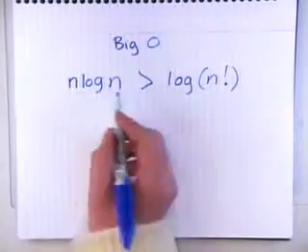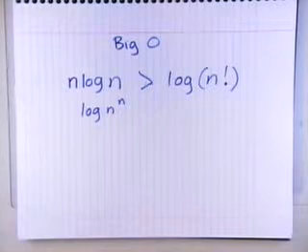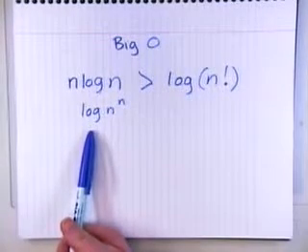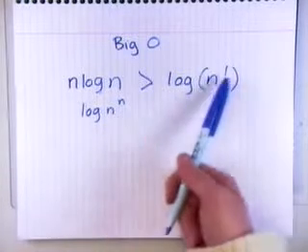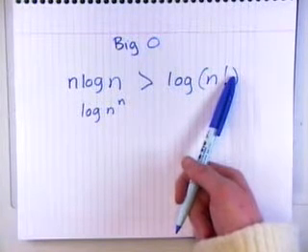Why is that? Because n log n is equal to log of n to the n. That's the difference between the people who voted for this one and this one. If you know and understand logs, you will know that this is log of n to the n. And if you compare n to the n and n factorial, which one's bigger? N to the n is bigger.